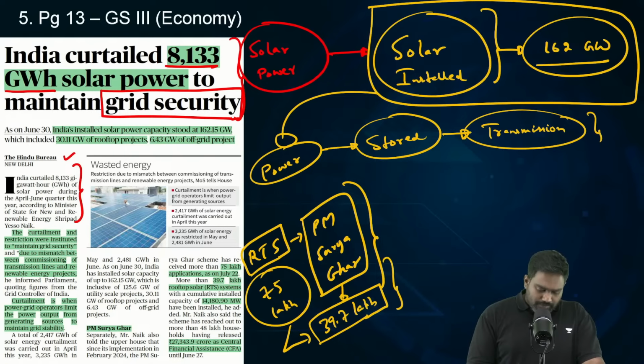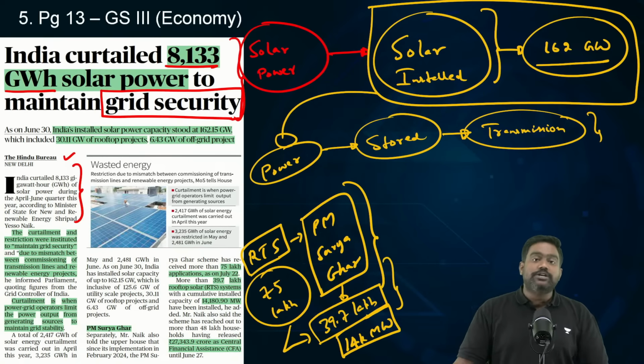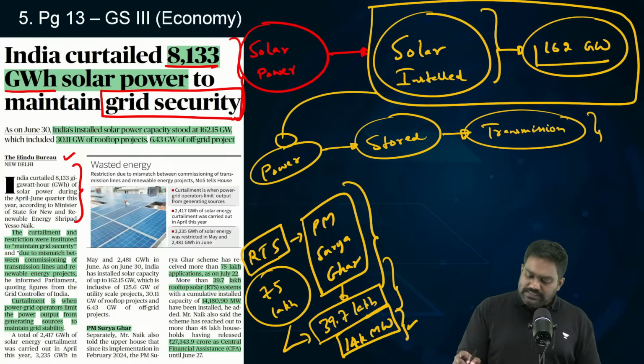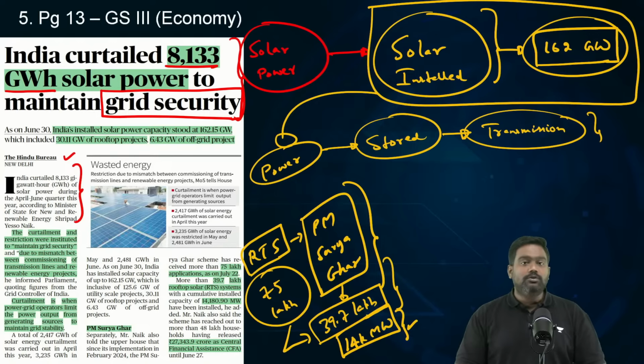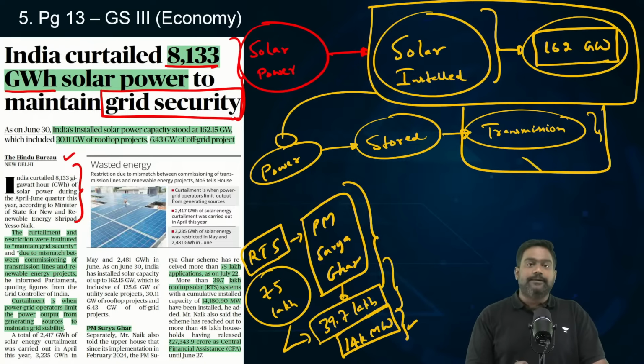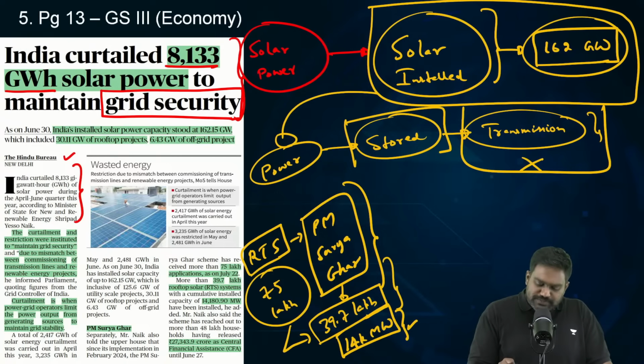So, this is already providing around 14,000 megawatt of installed capacity. Then you have off-grid solar projects and massive industrial scale solar parks that we already have, which takes the total installed capacity to 162 gigawatts. But we are not able to fully utilize it because the transmission infrastructure is missing. Battery storage is missing.